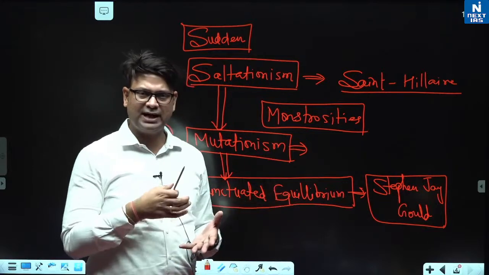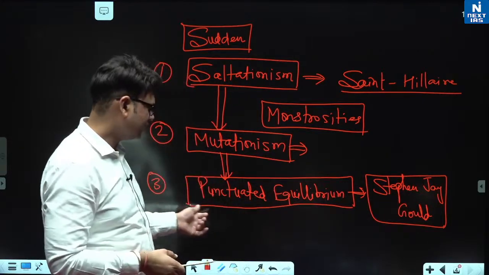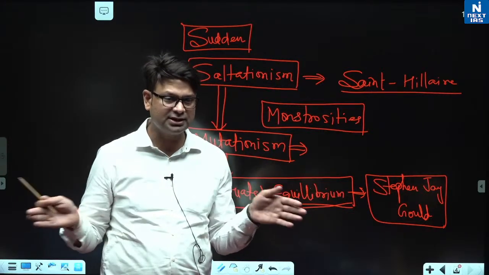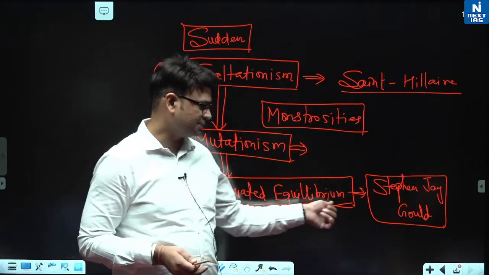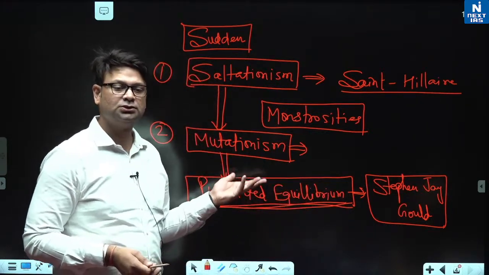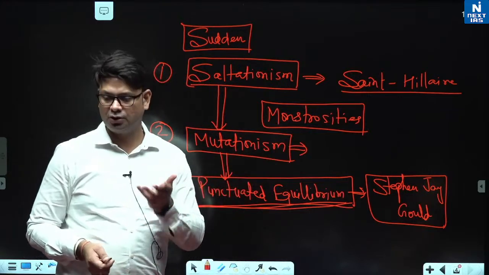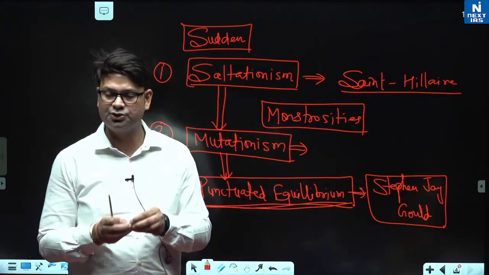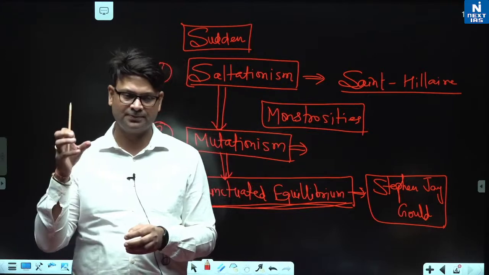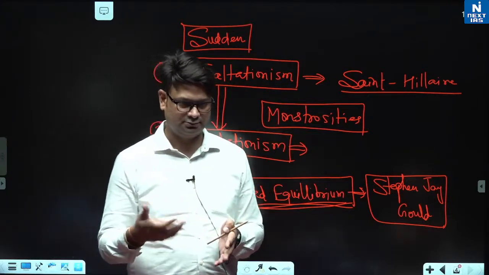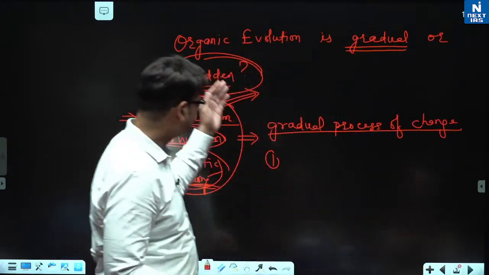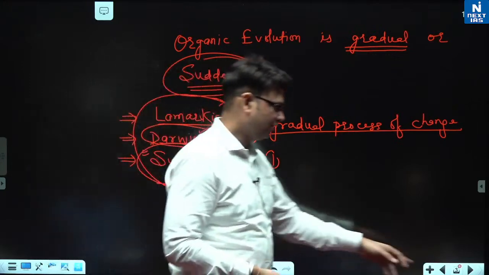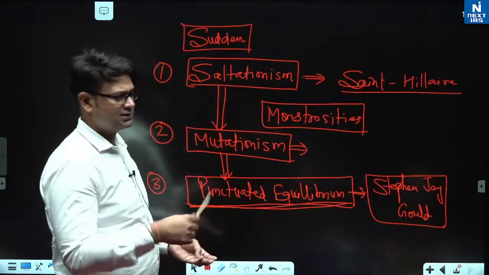What is the evidence for this punctuated equilibrium? It says that fossil evidence is missing in between, links are missing. So that is how this theory is based, and this is the main opposition to the synthetic theory of organic evolution. Is it clear? So there are two lines of thought to understand organic evolution. One is gradualism and the second is sudden, abrupt. These are those who favor that it is gradual, and these are those who favor that it is sudden.